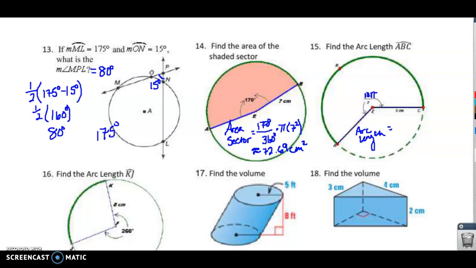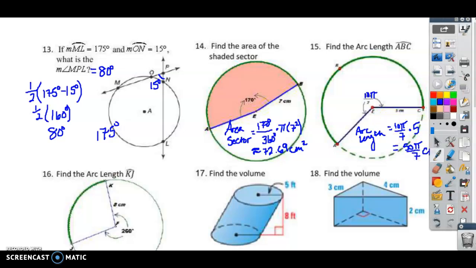Okay, let's start where we left off in the previous video, number 15, trying to find the arc length. We have the radian measure of the angle, 10 pi over 7. Well, it turns out we can just multiply that radian measure times the radius, which is 5, and that's in centimeters. So our arc length is 50 pi over 7 centimeters. So it's pretty easy once we're given the radian measure of the angle.